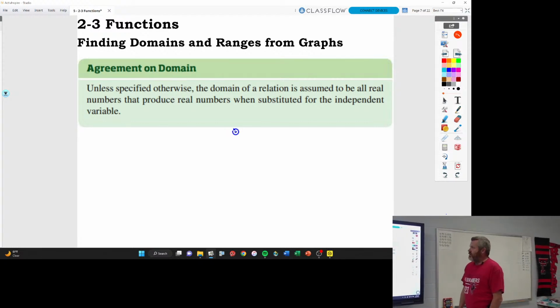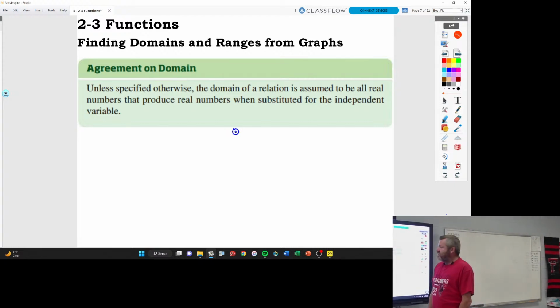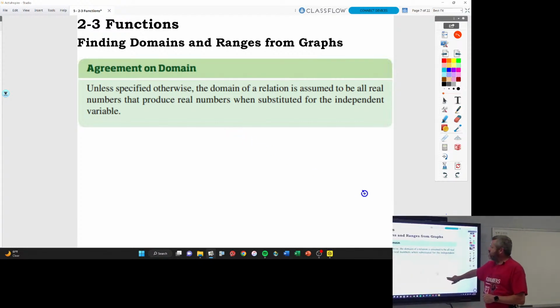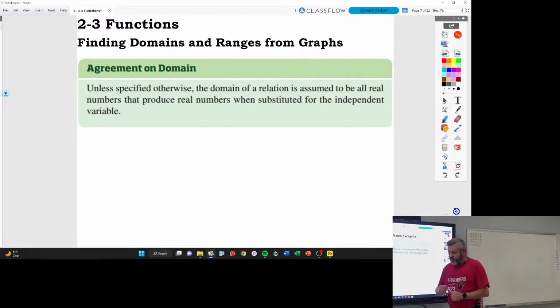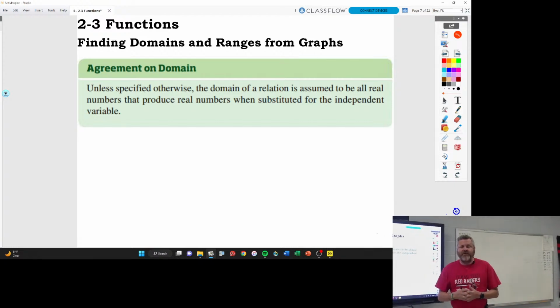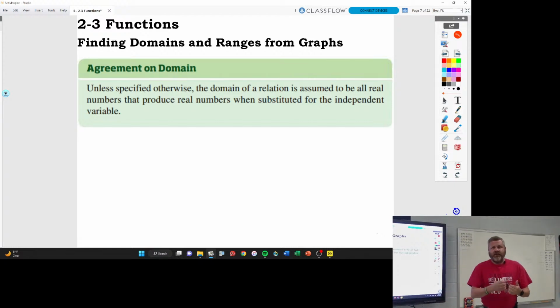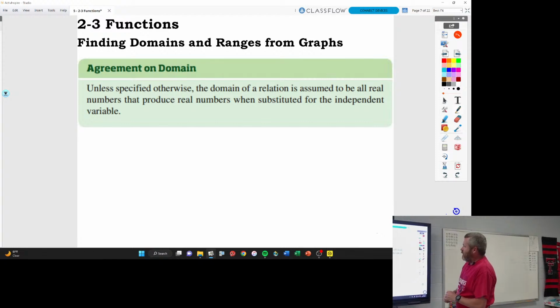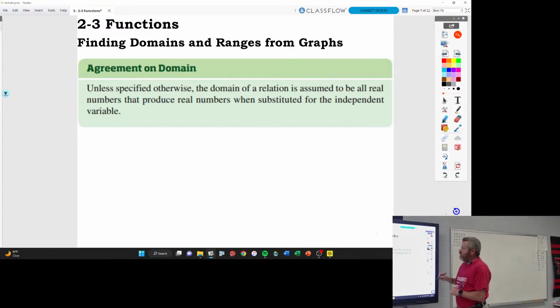Agreement on domain. Unless specified otherwise, the domain of a relation is assumed to be all real numbers that produce real numbers when substituted for the independent variable. So what this is saying, when you're looking at a function and you're asked to determine the domain of a function, you will start with thinking to yourself, okay, the domain is all real numbers. And then from there, you start looking at, are there any exceptions? Okay, so all relations will start with the domain of all real numbers.